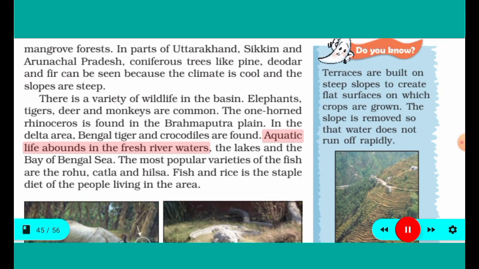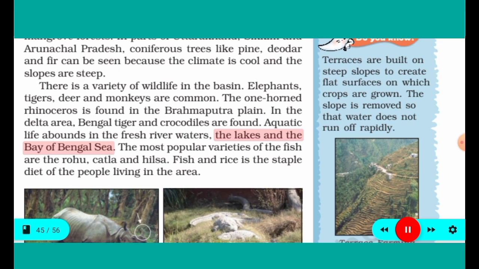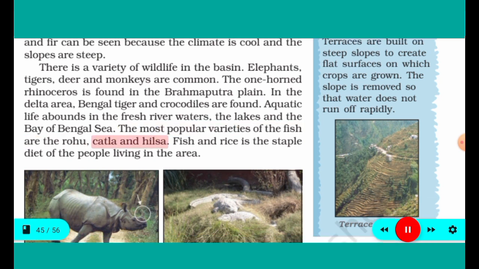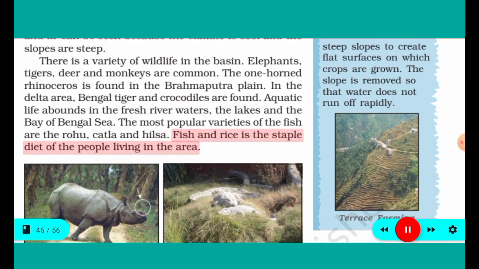Aquatic life abounds in the fresh river waters, the lakes and the Bay of Bengal Sea. The most popular varieties of the fish are the rohu, katla and hilsa. Fish and rice is the staple diet of the people living in the area.